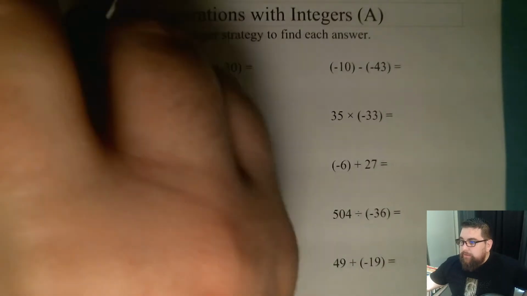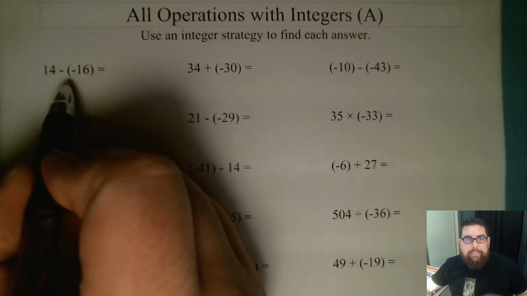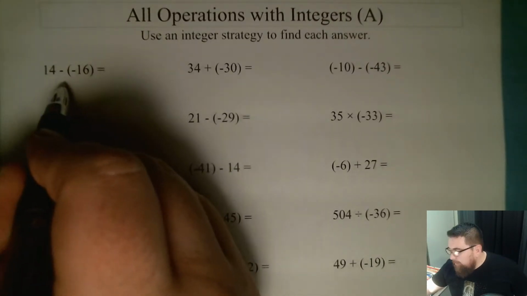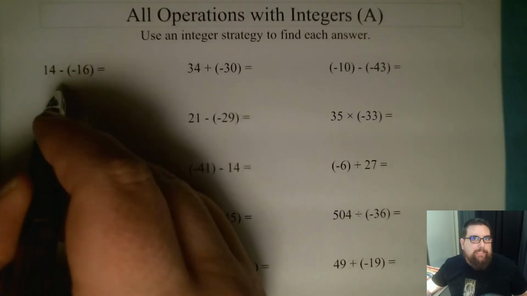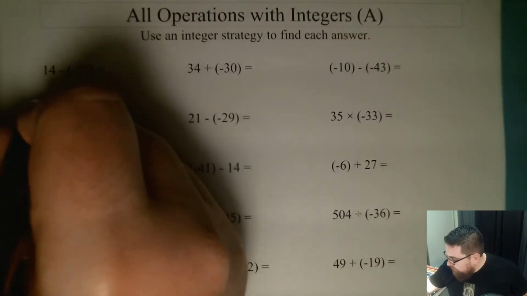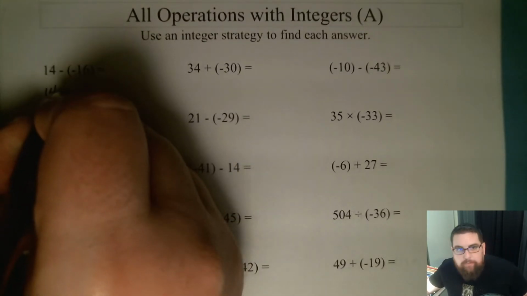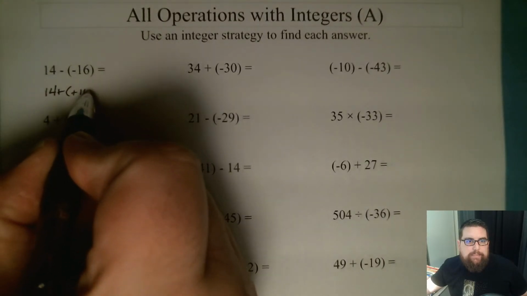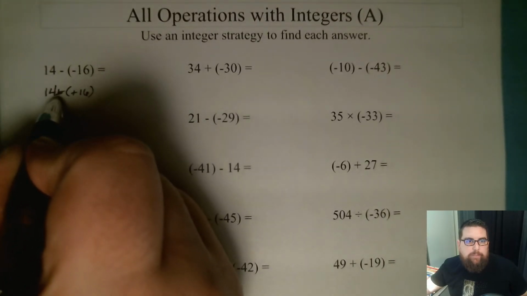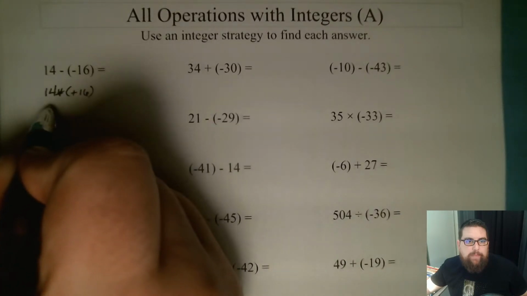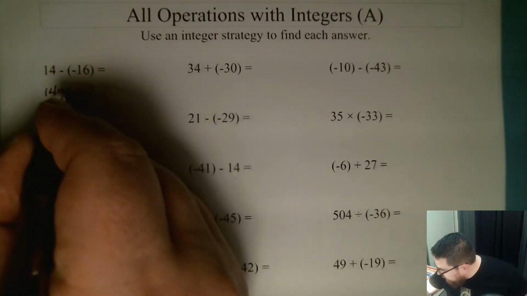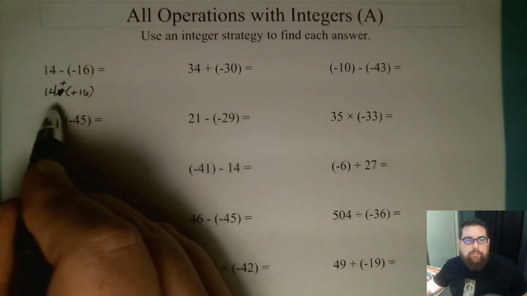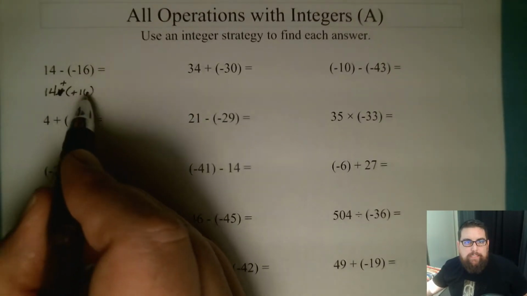In this first problem, we have 14 minus negative 16. Remember in class, we discussed that subtraction doesn't actually exist. We have to make it addition. So the first thing we're going to do is take 14 plus positive 16. We change the operation sign and the sign of the second number. Oh goodness, I swear that's a plus sign. This is why we don't do math in pen. I'm trying to use pen so it's a little clearer to see on the screen. So we have 14 plus positive 16.